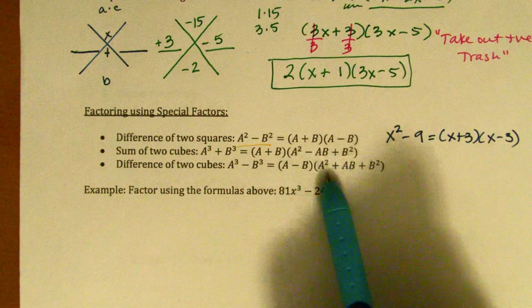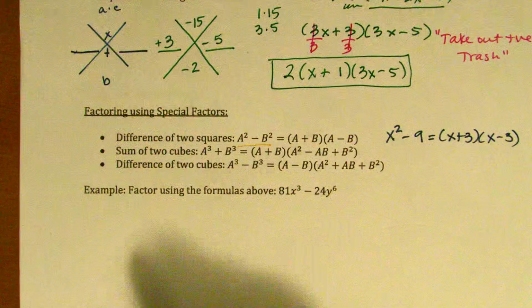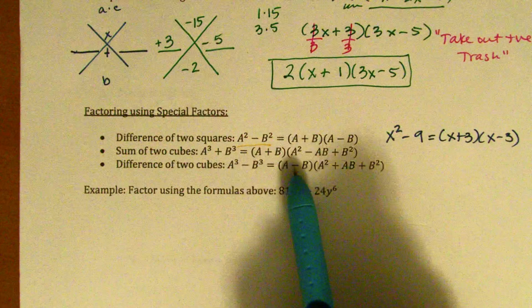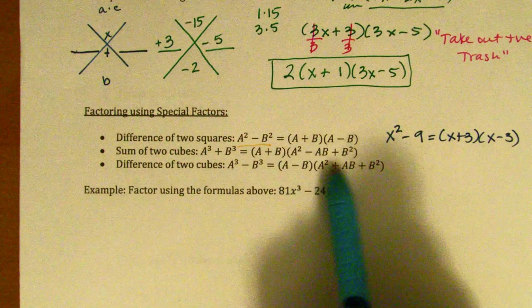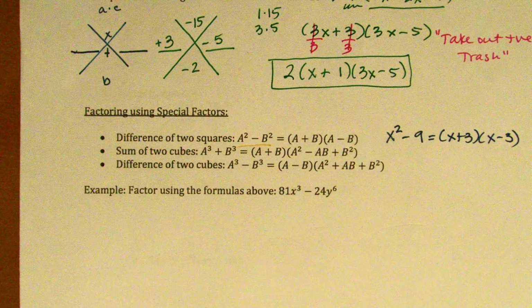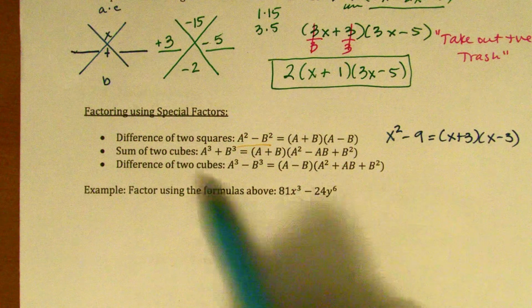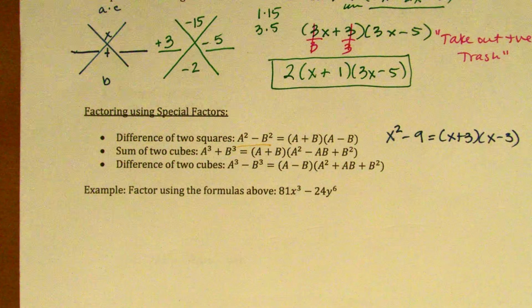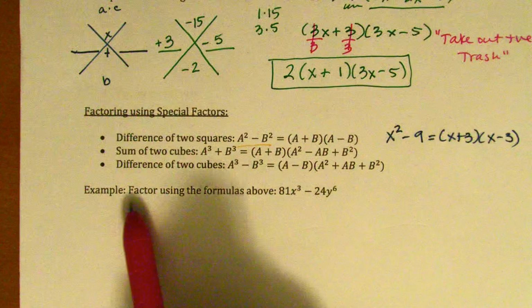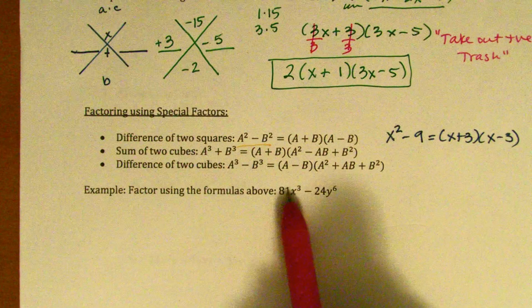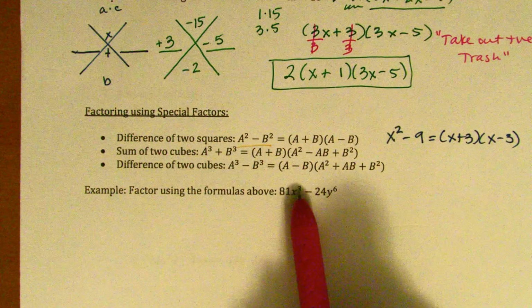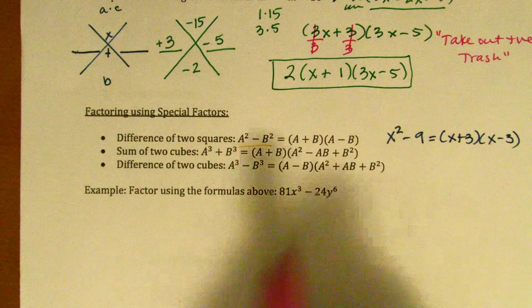A squared, AB, B squared. Here, if it's a minus sign, it's the same sign, the opposite sign, and then plus. So we are going to use these formulas to do an example here. We want to factor using the formulas above, and we have 81x cubed minus 24y cubed.